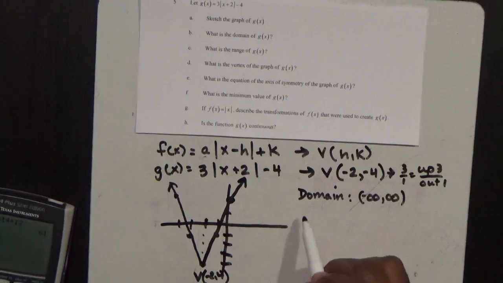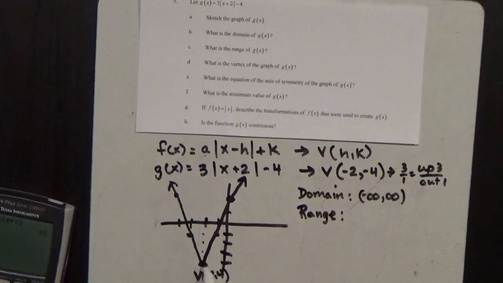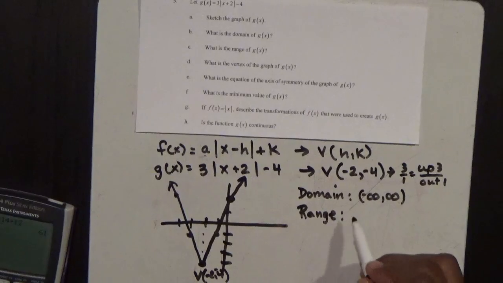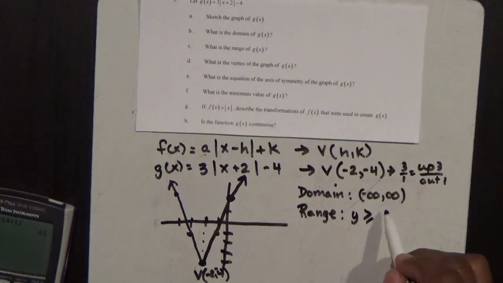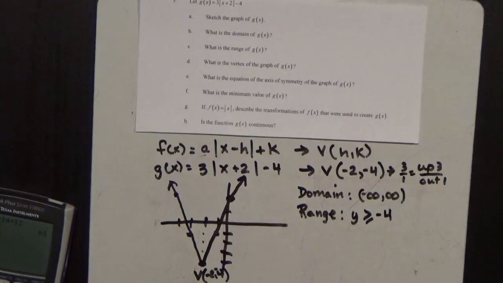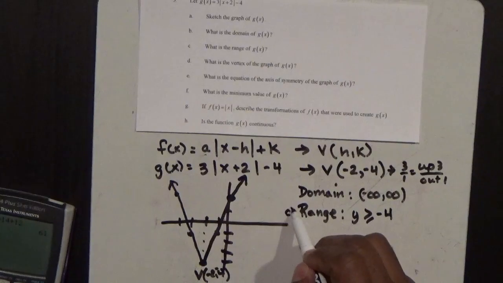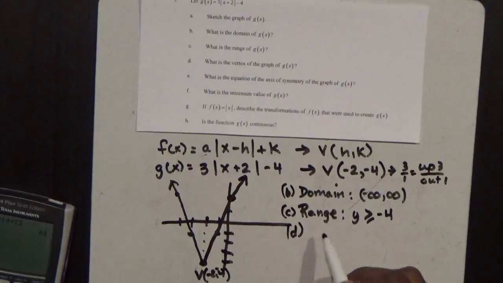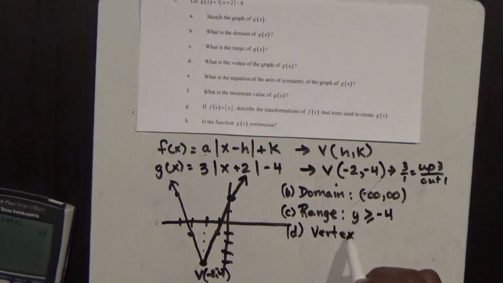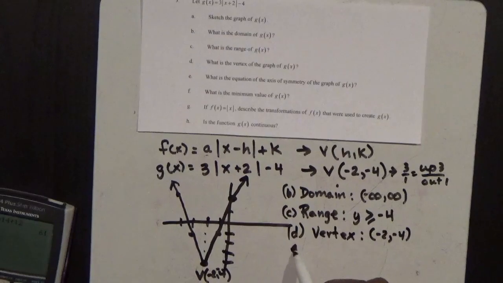What is the range? Well, it does not go to negative infinity. In the y direction, it starts at -4 and goes up. So we say y is greater than or equal to -4, for D, which we have already said. The vertex is (-2, -4) for E.